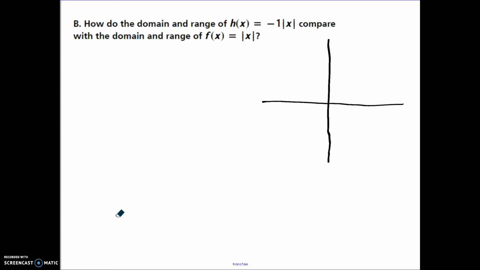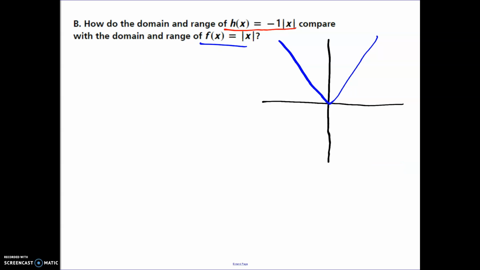So let's look at one more example here. I'm going to start by sketching in our parent function, f of x equals the absolute value of x. It is just a standard V right there. And then let's go ahead and look at this one.